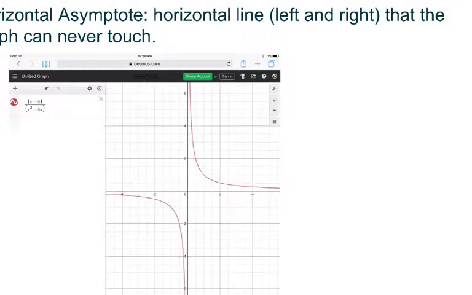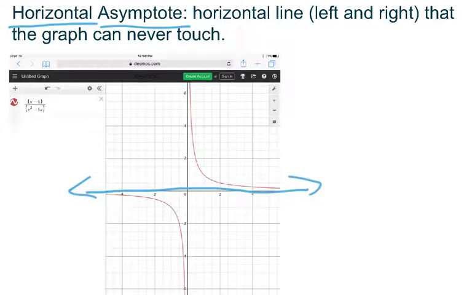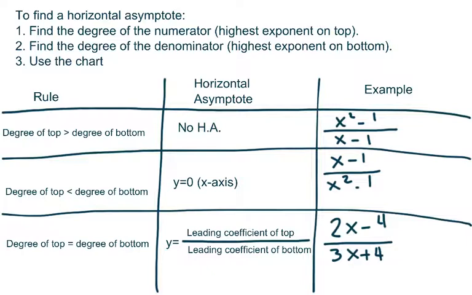Okay, so then the last one's a little bit different. This is our horizontal asymptote. So a horizontal line, which goes from left to right, that the graph can never touch. So it'd be like right here. So here's my function I graphed, and then I'm looking for a left to right line that the graph can never touch. So this is how you do that, and I know you're really impressed with this chart. I know, I did it myself.